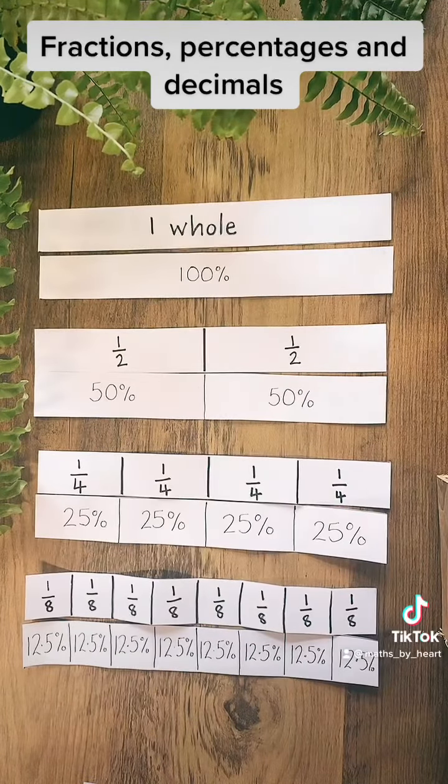If we compare the fractions and percentages, we can see that 1 whole is 100%, a half is 50%, a quarter is 25%, and an eighth is 12.5%.